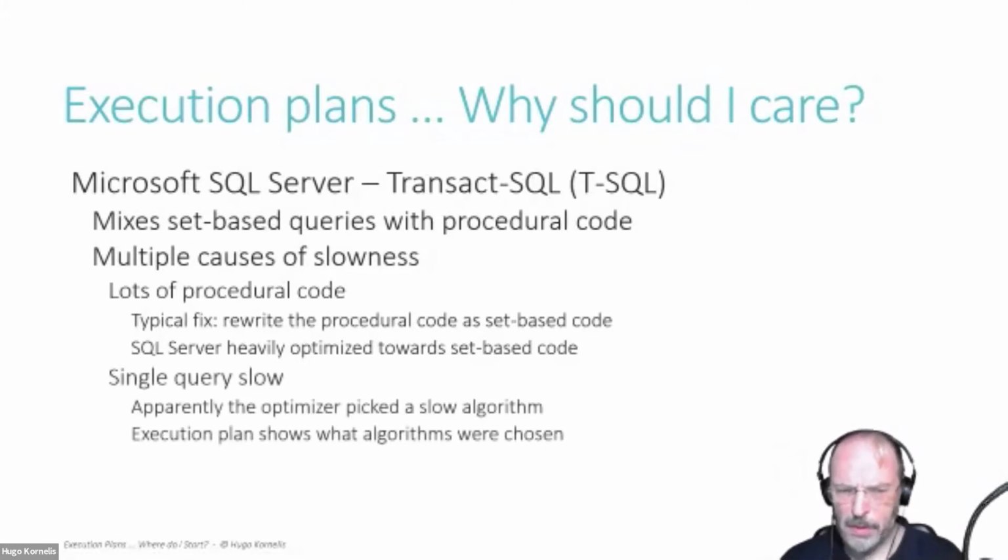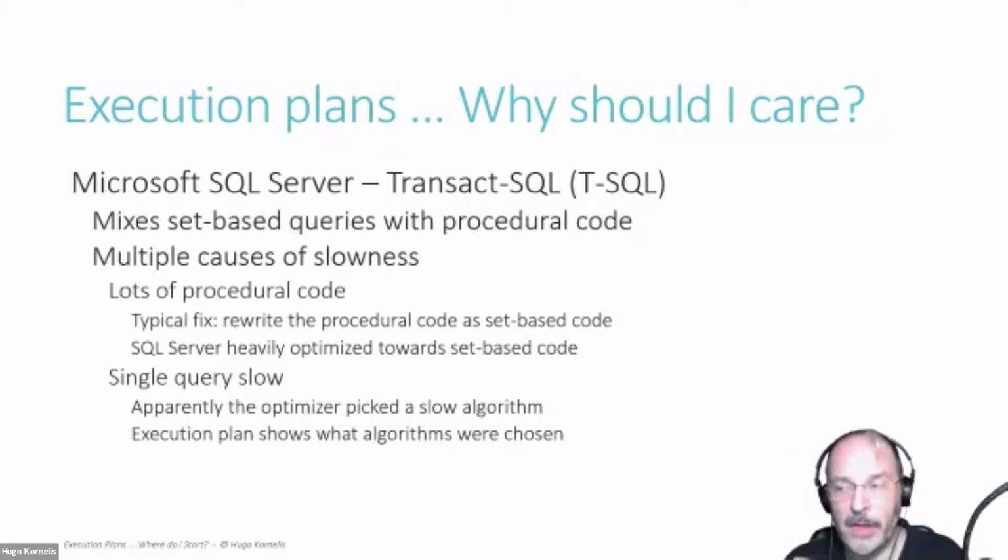But it's also possible if you have a slow code that actually a single query is just too slow. And that's where the problem starts. So I have a single query, and apparently the optimizer picked an algorithm that was not good. The optimizer made a mistake. Now I need to know what algorithm was chosen. Why was it chosen? And what can I do to help the optimizer pick a better algorithm?